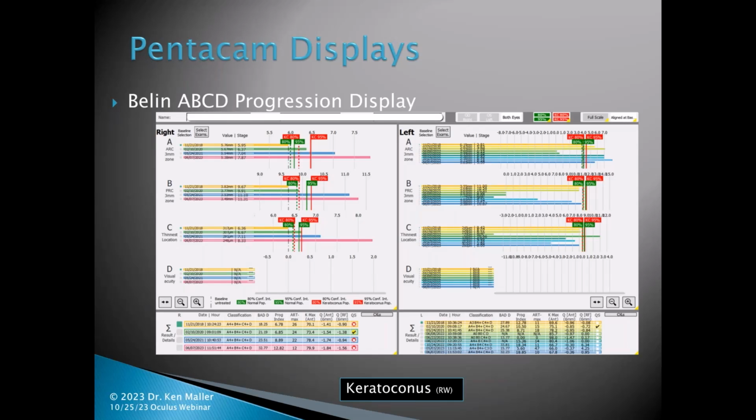So you can see there's a lot more there. But interestingly enough, you'll notice that the bars moving to the right have been essentially fairly static. And so the right eye has indicated a fair amount of progression, while the left eye really has not. The left eye is definitely much more advanced in terms of the keratoconus, but the right eye actually has a thinner location, and it's continuing to get thinner.